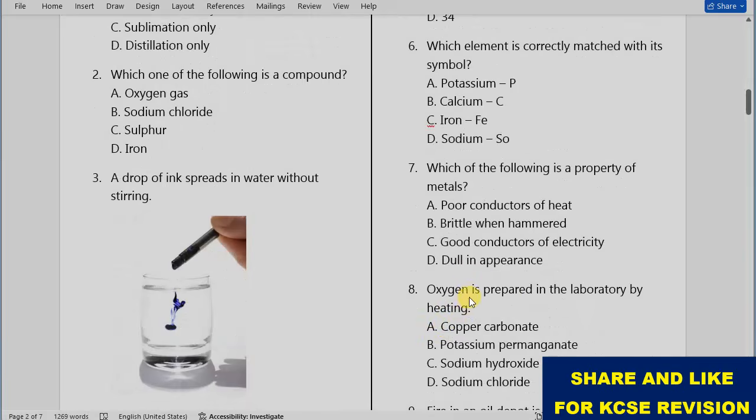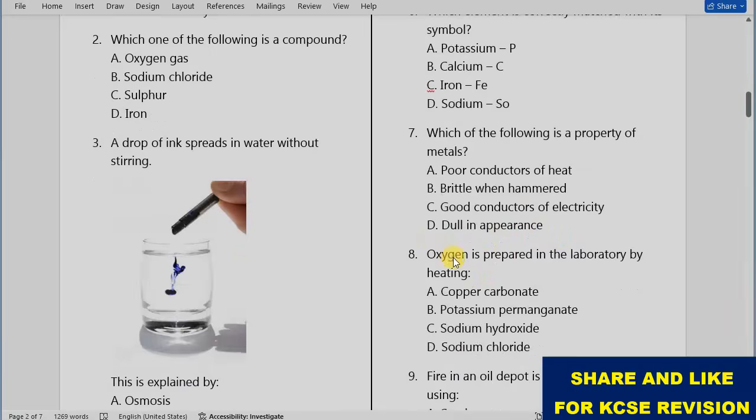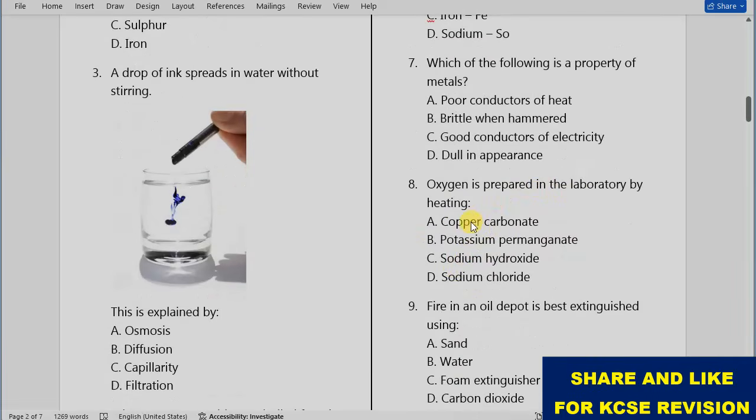Number 6. Which of the following is a property of metals? Poor conductors of heat, no. Metals are generally good conductors of electricity and heat. The answer is C. Number 7. Oxygen is prepared in the lab by heating copper carbonate, potassium permanganate, sodium hydroxide, or sodium chloride. It is prepared by heating potassium permanganate. Answer B.